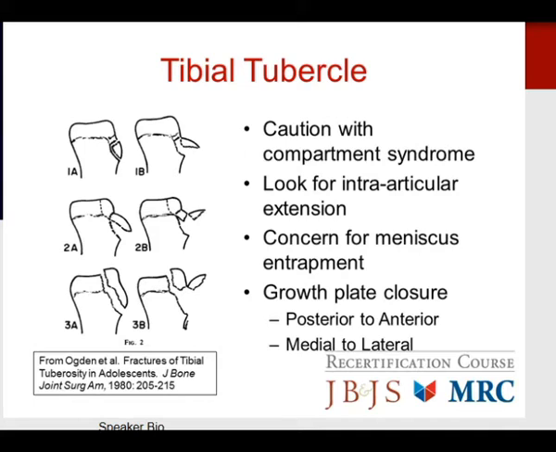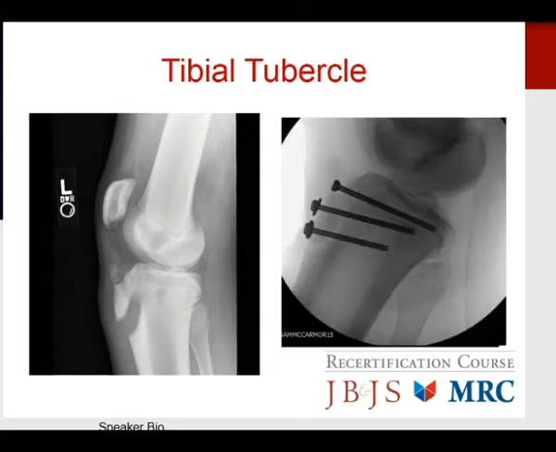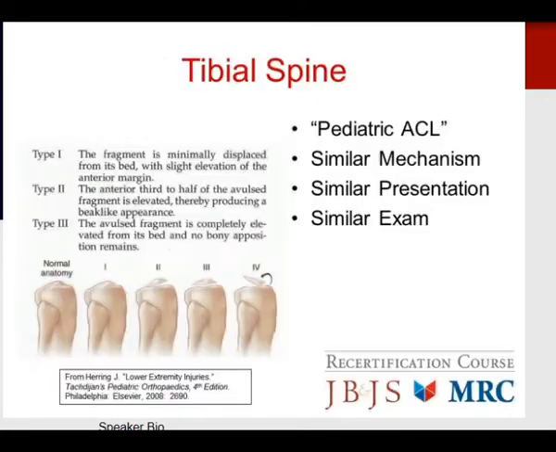It's critical that you look for intra-articular extension, and if there is intra-articular extension, the meniscus can become entrapped in the fracture site and prevent reduction. This is an example of such a case treated with open reduction and internal fixation, which is the mainstay of treatment. One of the primary complications of this treatment is prominent hardware, which frequently requires hardware removal after healing of the fracture.